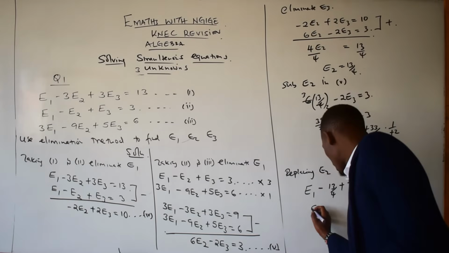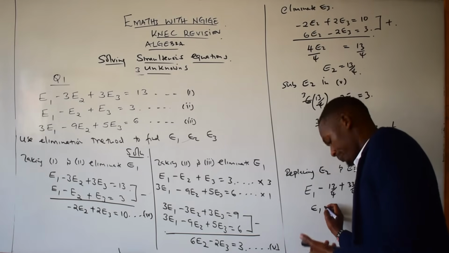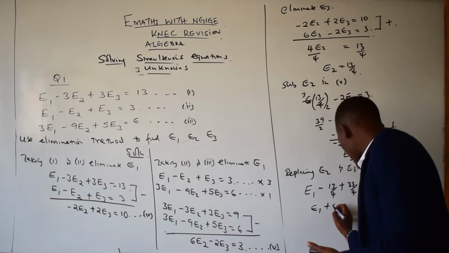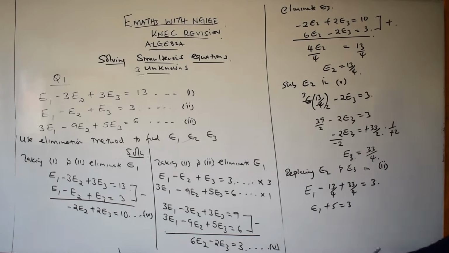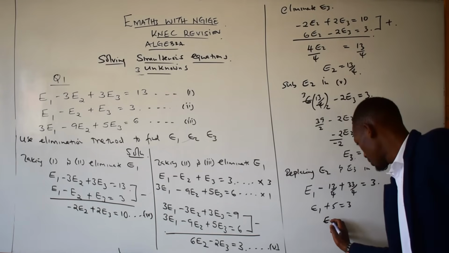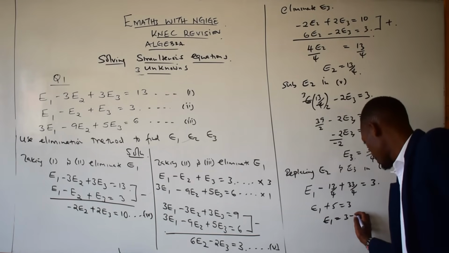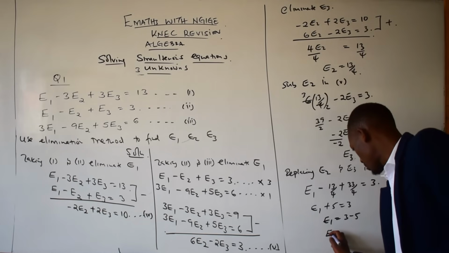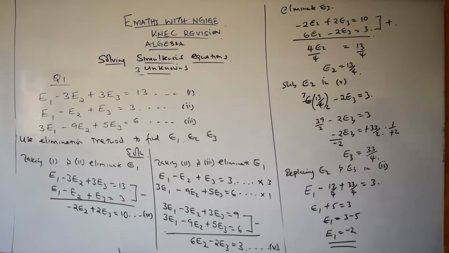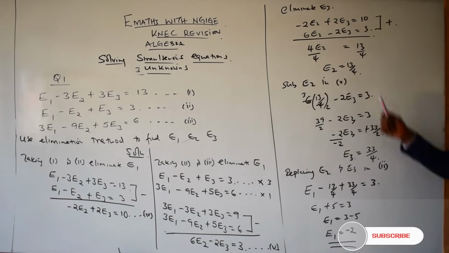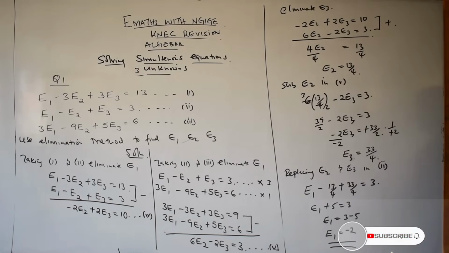So you have E1 plus 5 equals 3. Now take 5 to this other side. So we shall have E1 will be given by 3 minus 5, and E1 will be given by negative 2. And those are your values for E1, your E2, and your E3.